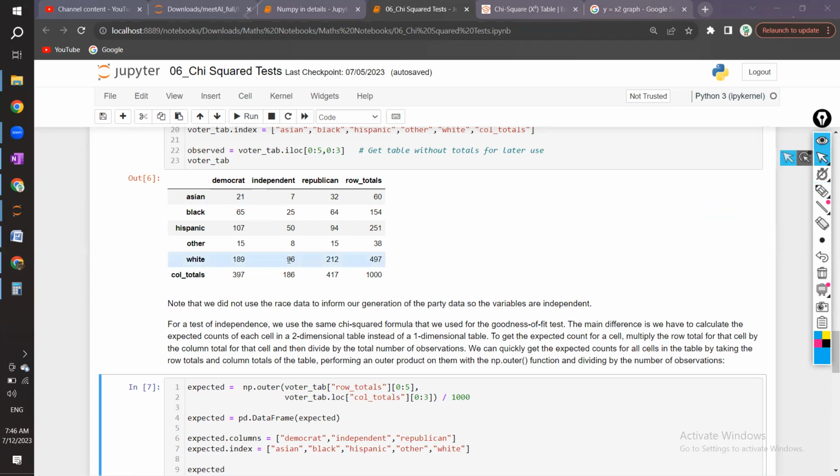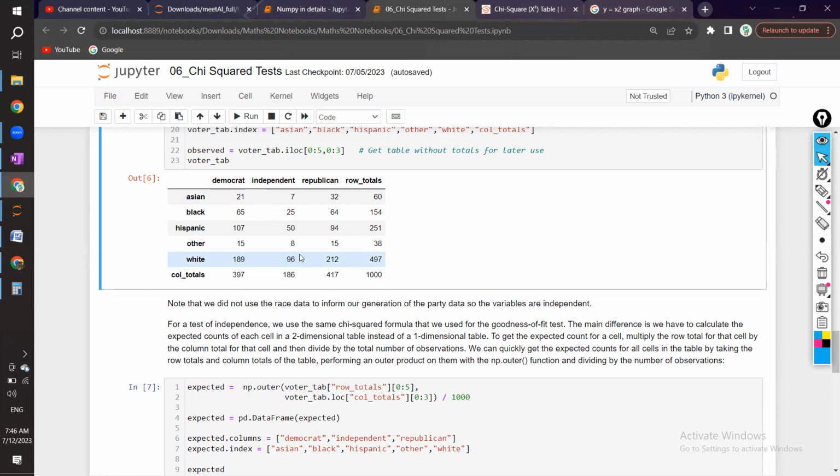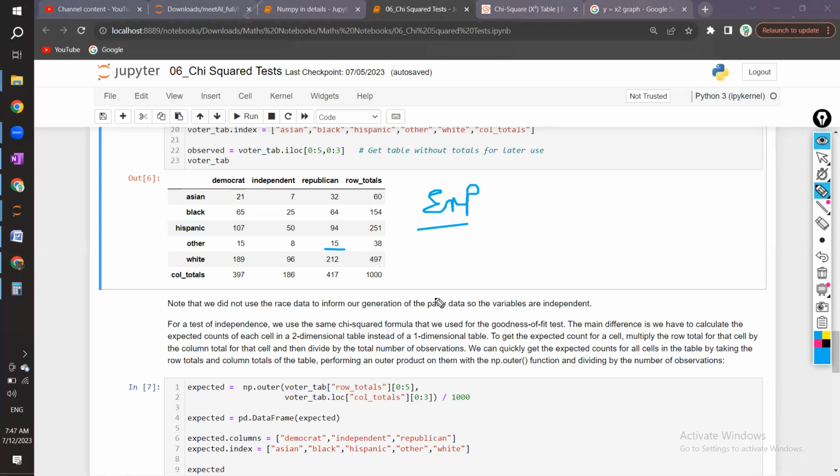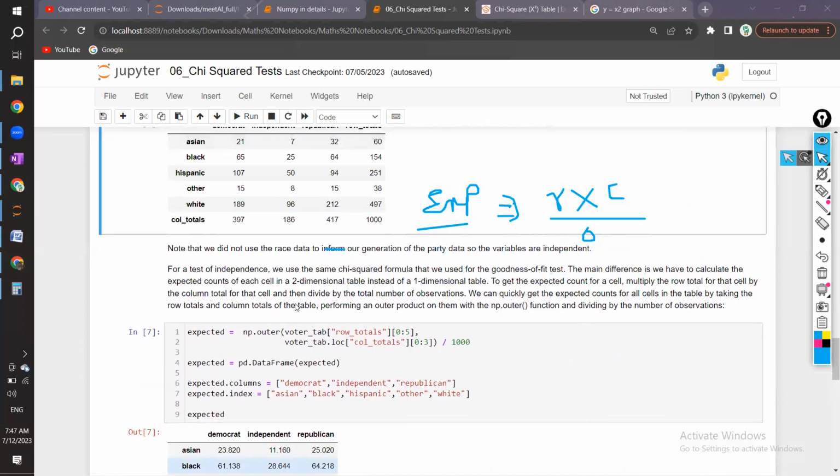So these are the expected values. Give me a second. What are these values, guys? These are the observed values. Fine. So to get the expected values, you need to do this calculation: row into column divided by the total. That will give you the expected values. And once you get those expected values, here he's saying, for the Asian, how much is he saying?